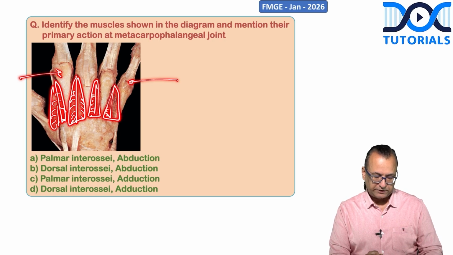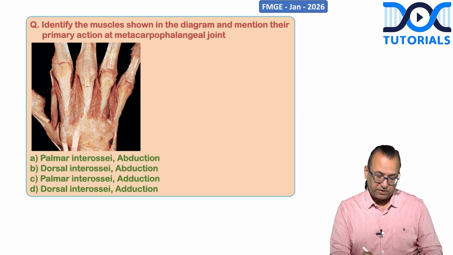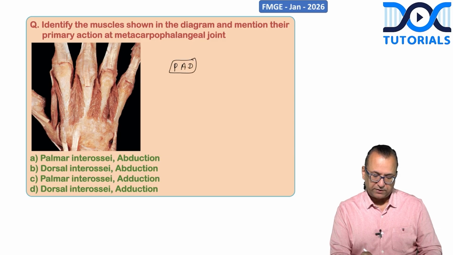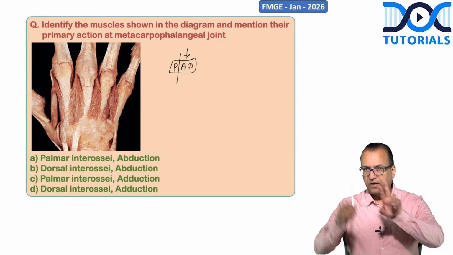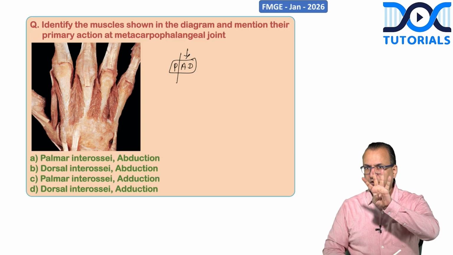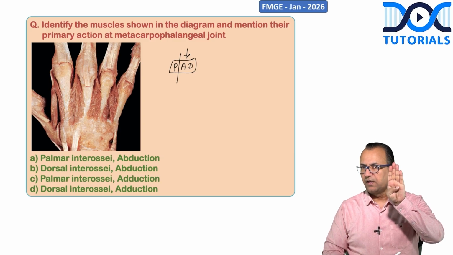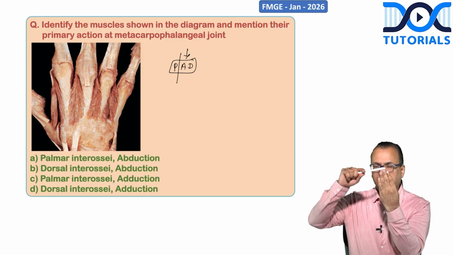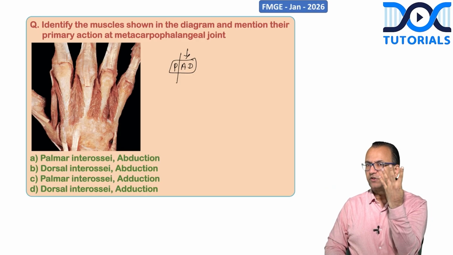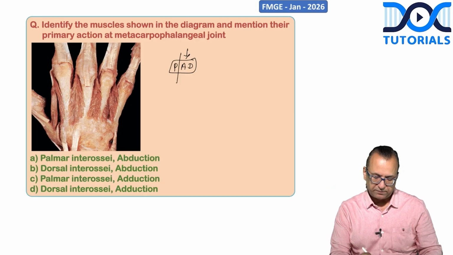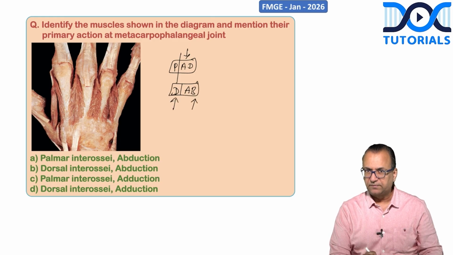Now, as we are mentioning, these are dorsal interossei. What is going to be their function? We remember PAD and DAB: palmar interossei for adducting the finger. The middle finger is the axis. If you add the finger toward the middle finger, it is palmar interossei. If you take the fingers away, then it is dorsal interossei for abduction, PAD and DAB. So when you say PAD and DAB, dorsal interossei for abduction, hence you got your answer. Palmar for adding the finger towards the midline.